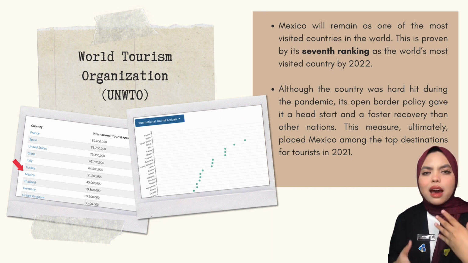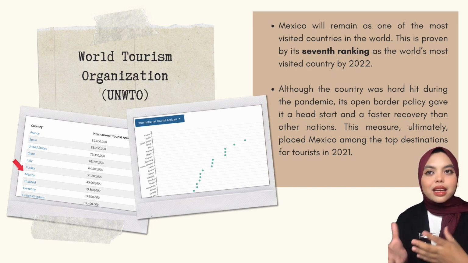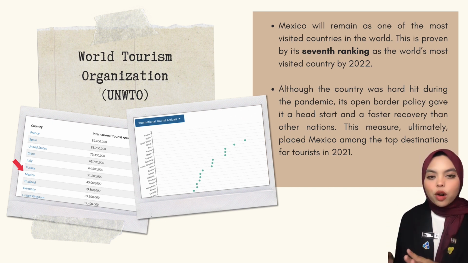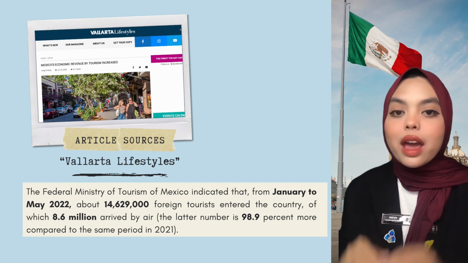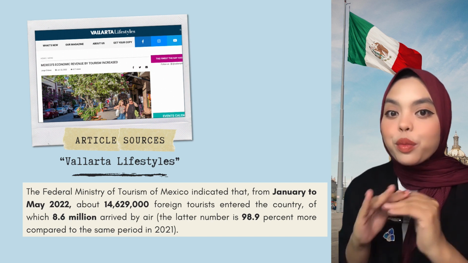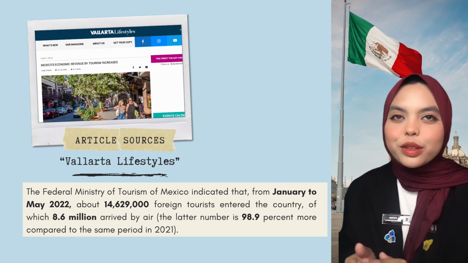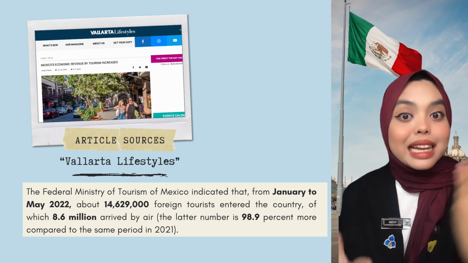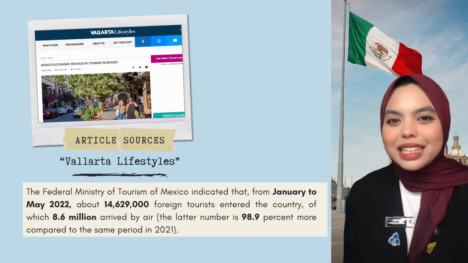Although the country was hit hard during the pandemic, its open border policy gave it a head start and a faster recovery than the other nations. And this measure ultimately placed Mexico among the top tourist destinations in 2021. In addition, the Federal Ministry of Tourism of Mexico has indicated that from January to May 2022, about 40,629,000 foreign tourists entered the country, of which 8.6 million arrived by air, the latter number being 98.9% more compared to the same period in 2021.